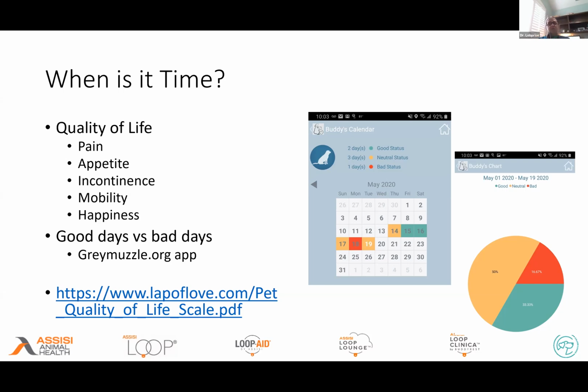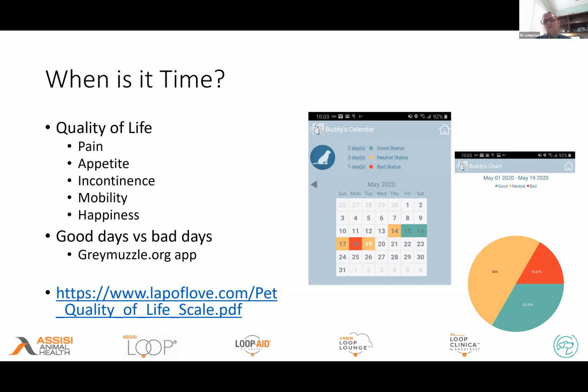Now there's another app that you can get on your phone from graymuzzle.org that you literally go in and put in good days versus bad days. So Buddy's calendar this past week or so, he's had some neutral days, a couple good days. Those were the days that I was mainly home, so he's much happier then. We didn't have such a good day on Monday the 18th. He was really painful. He had trouble getting up. He had a couple accidents because his GI system isn't so great, but so far we're swinging somewhat to the green. We don't have too many red days.